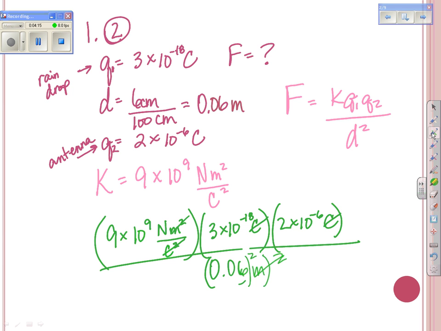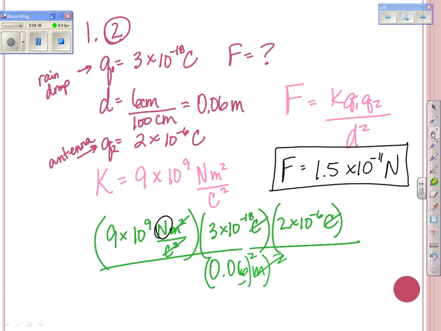Okay. So when you type this into the calculator, you need to remember to use your EE button for your powers on your times 10. And you should come out with an answer of force that is 1.5 times 10 to the negative 11th. The units are the only units that are left, which is a Newton. And that's your answer to number 1. Realize that number 2 is done exactly the same way. Continuing on.